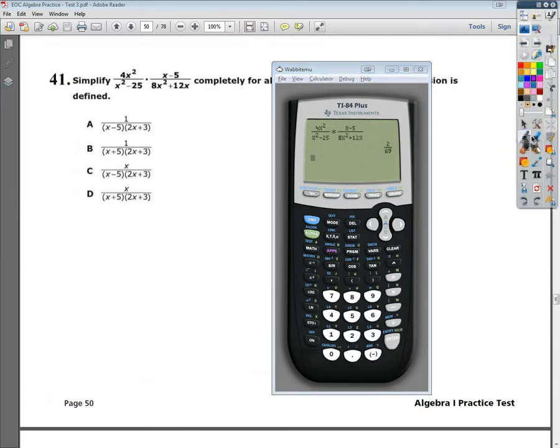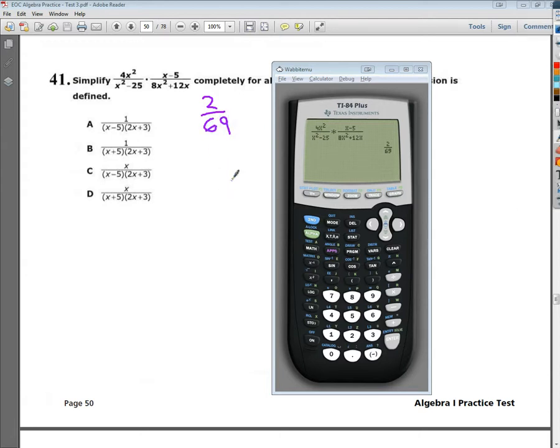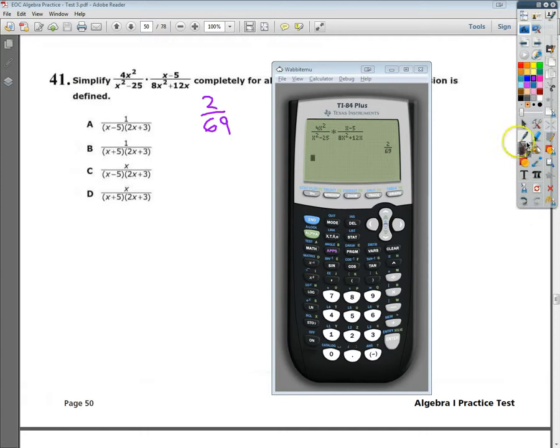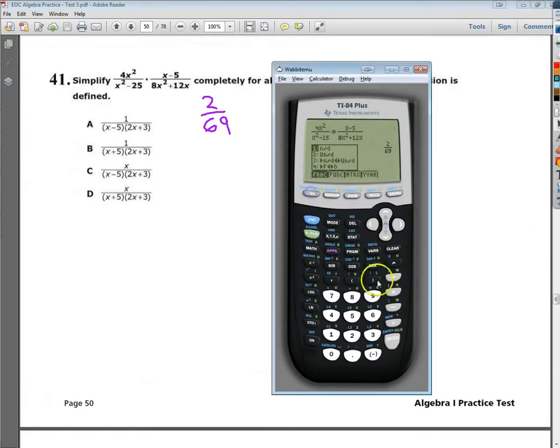So anyway, I'm going to write down 2 over 69. Now my assumption was that the answer was D based on the math that I had done earlier. So all I'm going to do to test that theory is to type it in. So I'm going to go into the fraction menu, type in x, click down, x plus 5 times 2x plus 3. Now when I hit enter here, I'm hopeful that it's 2 over 69. And it is. So that's the answer.